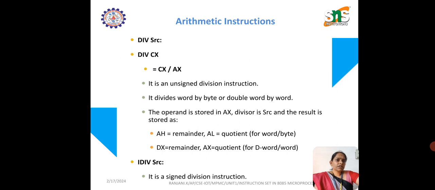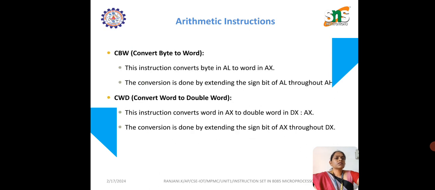The result is stored such that the value in AH will be your remainder, and the value in AL will be your quotient. And similarly, DX is your remainder and AX is your quotient. So it is the signed division instruction.